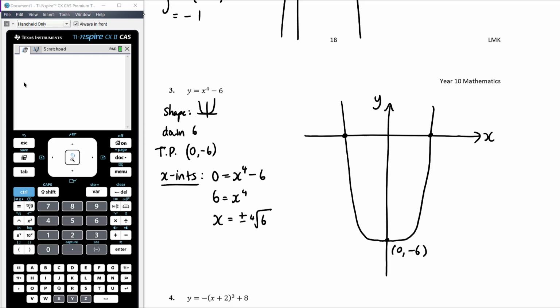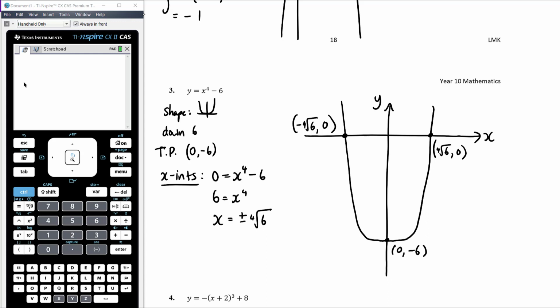Now it doesn't really matter how big that is. I'm just going to label my x-intercepts as (the 4th root of 6, 0) and (the negative 4th root of 6, 0). Now you might like to think, obviously, the 4th root of 1 is 1, and 2 to the power of 4 is 16, so the 4th root of 16 would be 2, and so the 4th root of 6 is going to be somewhere between 1 and 2. Definitely closer to 1 than it is to 2.